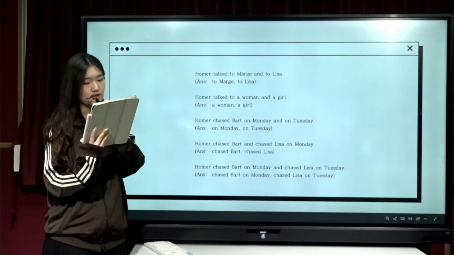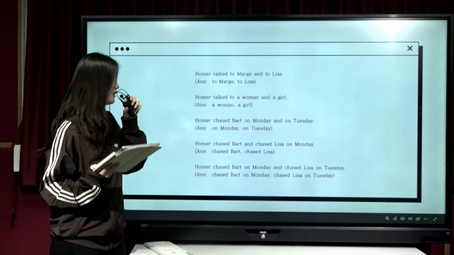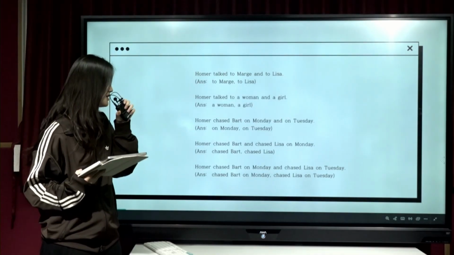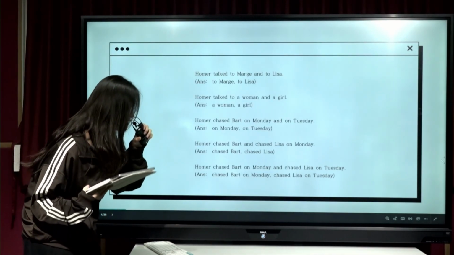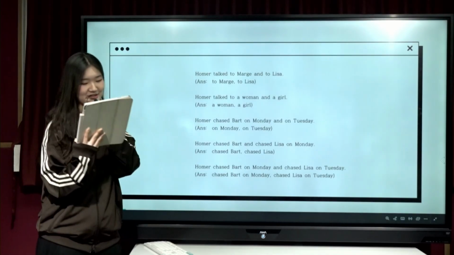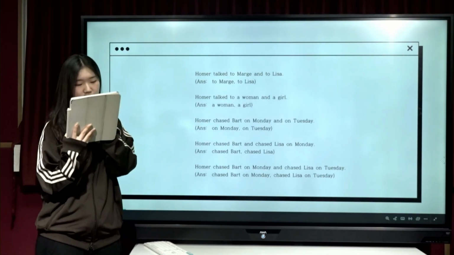So let's find what is a constituent. To March, to Lisa, a man, a girl. On Monday, on Tuesday, chased bird chased Lisa, and chased bird on Monday, chased Lisa on Tuesday is a constituent because the words are conjoined.